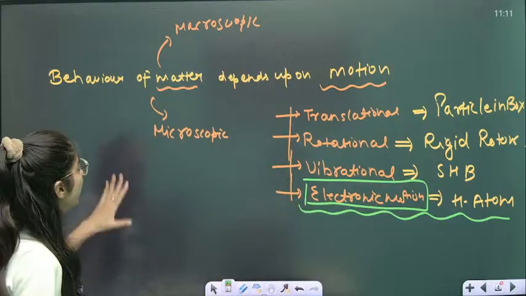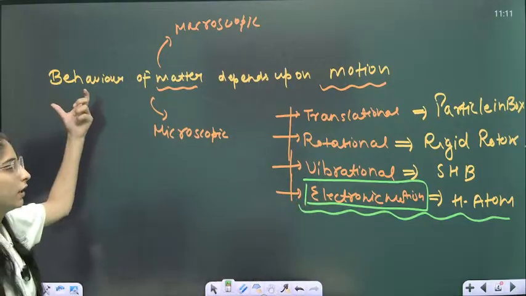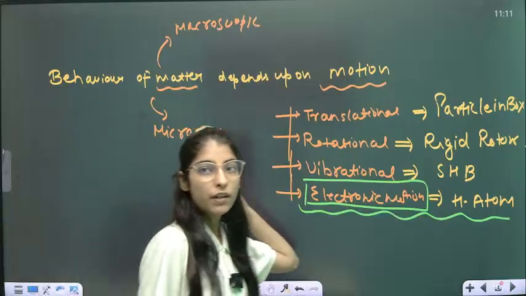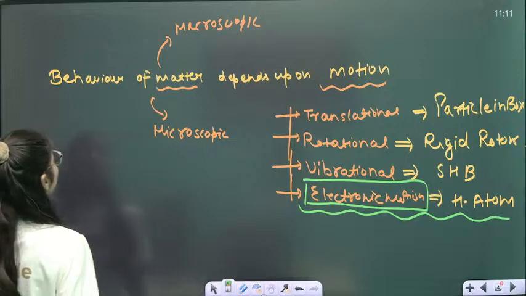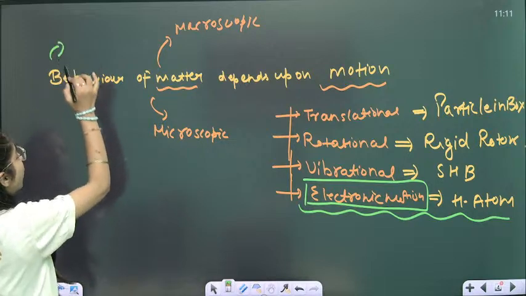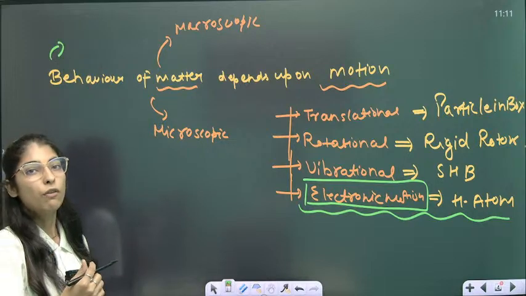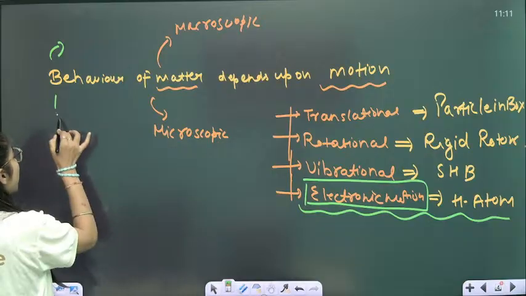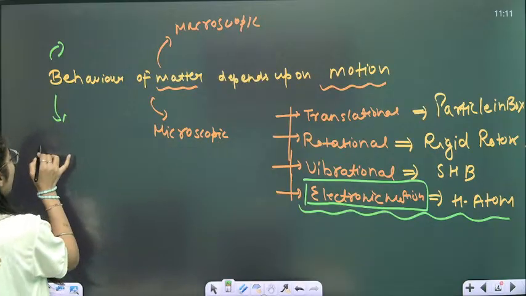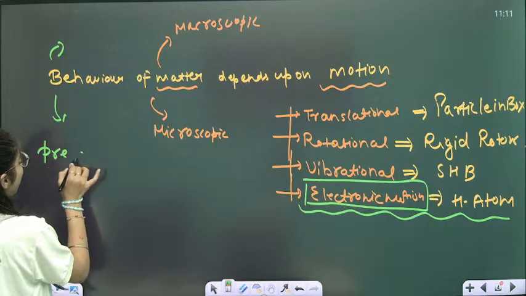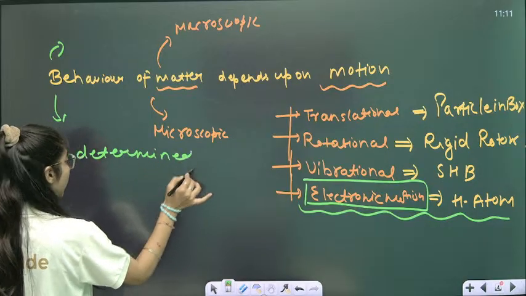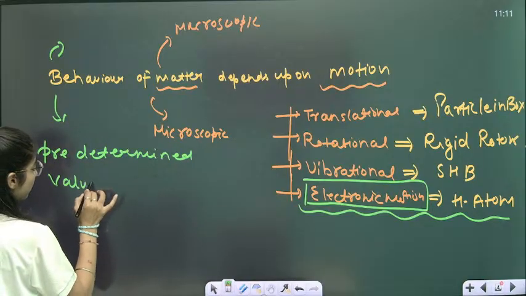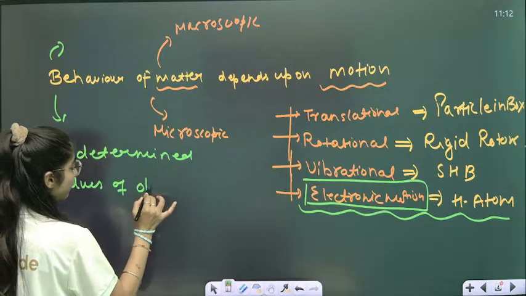Now as I told you, behavior plays a very important role. For macroscopic particles, you have to find out the value of determinants, and here for the microscopic level we have predetermined values of observables.